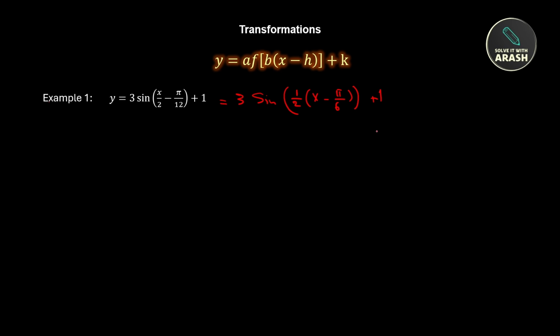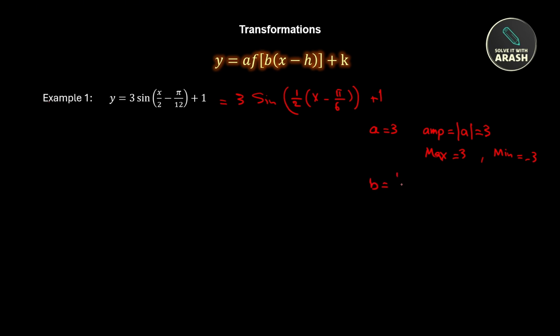For example, a equals 3, it helps me to find the amplitude, where amplitude is the absolute value of a and it equals 3. That means the maximum value is now at 3 and minimum is at -3. Previously max and min were 1 and -1, now it's multiplied by 3, so the new max value is 3 and the new minimum value is at -3.